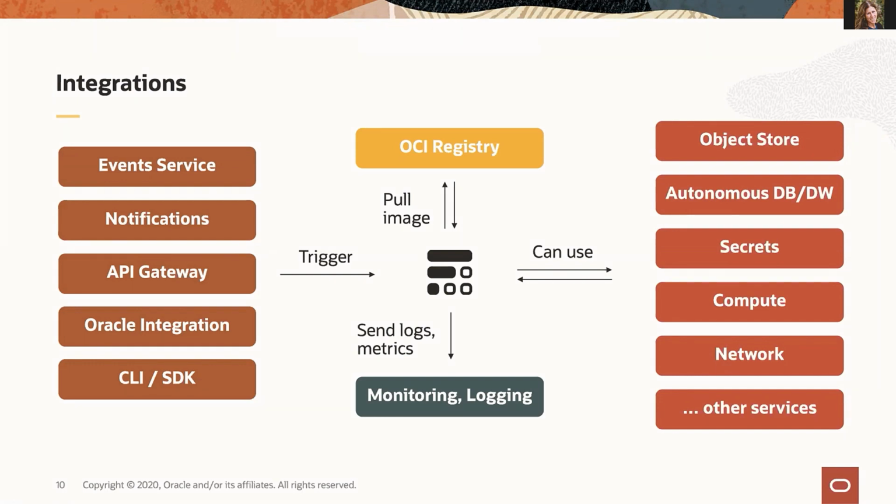And when it's executing, the logs and the metrics are sent to the Monitoring service and the Logging service of OCI. And your function code can interact with other services in OCI. And we have the OCI SDK to make it easy to interact with those services. And it can interact, of course, with OCI services, but also with third-party APIs.